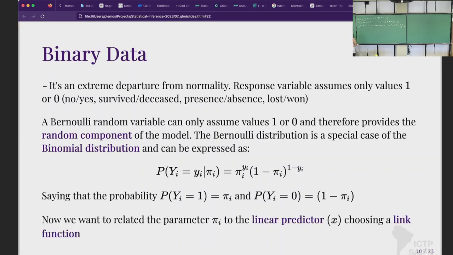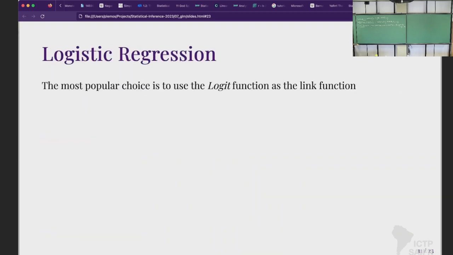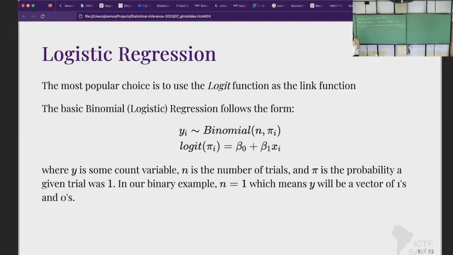And now what we want to do is relate this parameter pi to the linear predictor by choosing the link function. And the most popular choice in this case is to use a logit function. And when we're dealing with binary data, like we were saying before, this is what we call a logistic regression or a binomial regression. So the basic model then would be the binomial or logistic regression. This is what it looks like.